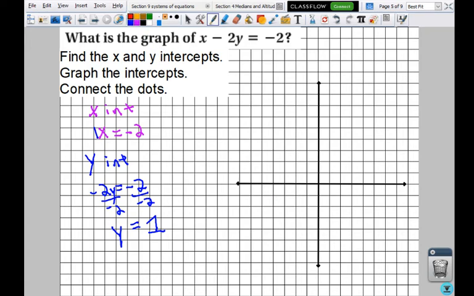Alright. We have everything we need to graph. So what we're going to do is put dots where our intercepts are. I'm going to start with my x-intercept. It is at negative 2. Remember, x is left and right. Y is up and down. I'm going to go to negative 2 on my x-axis, which is right here. I'm going to put a dot.